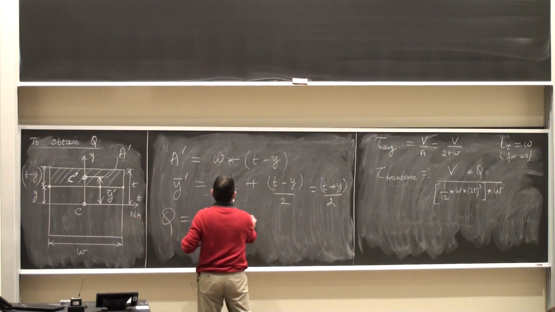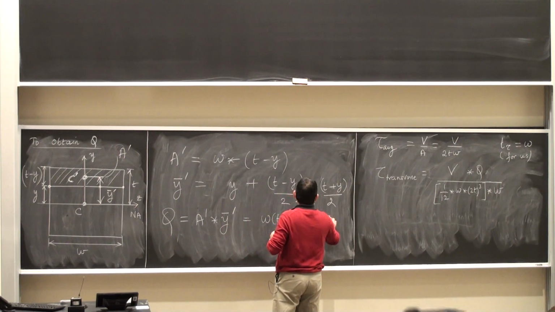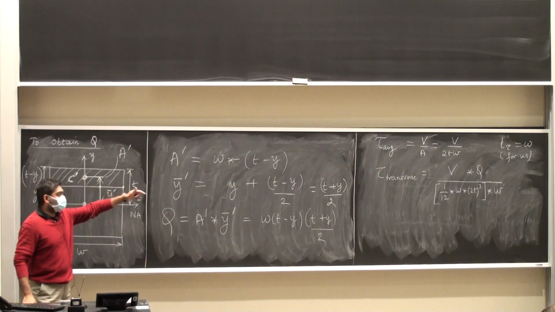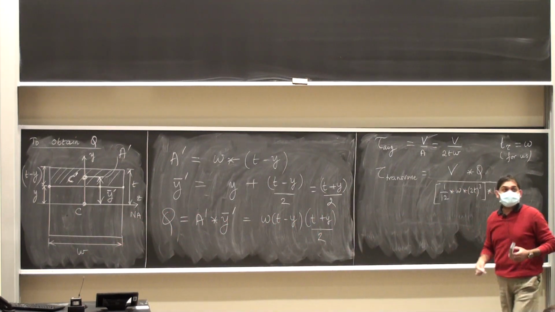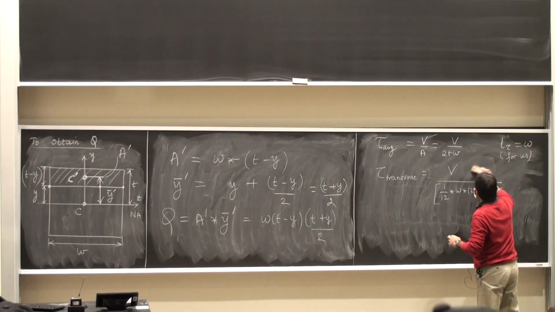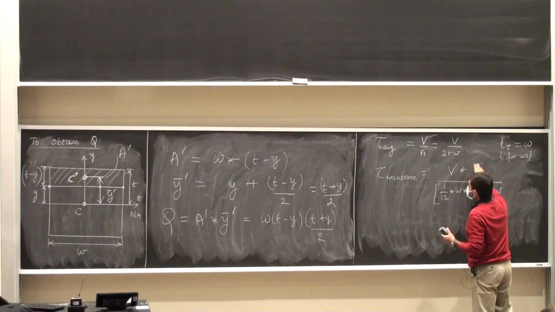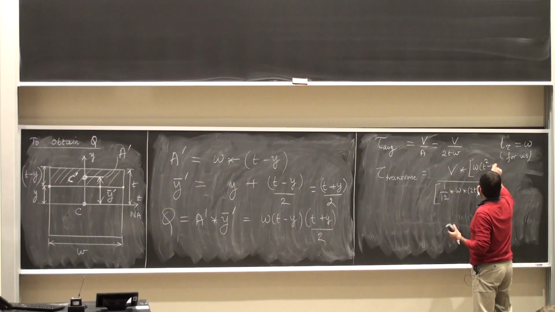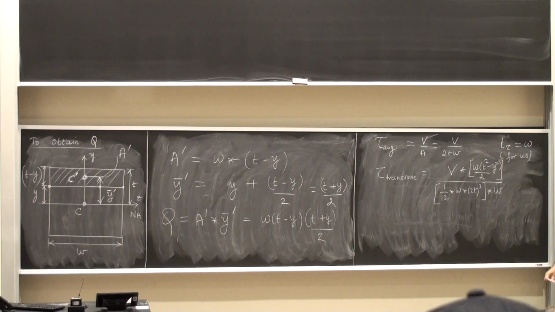Okay, so if I do the calculations, this is w times (t minus y) times (t plus y), all of it divided by 2. Bear with me for one more minute. (t minus y) times (t plus y) is t squared minus y squared. I'm making use of the formula (a plus b) times (a minus b). So instead of this, I'm going to have the following: w times (t squared minus y squared) divided by 2. So this is going to be my Q.